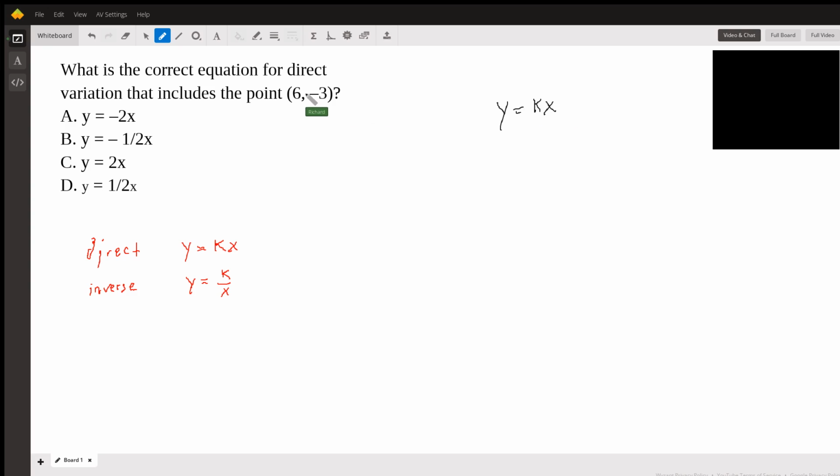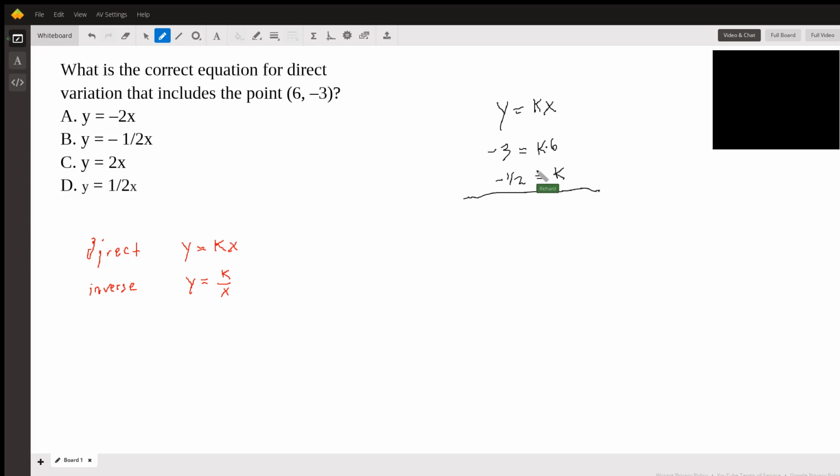And now we know it goes through the point (6, -3), so we're going to plug that in. So -3 equals k times 6. And then just divide both sides by 6. So we're going to get -1/2 equals k. This point is generally referred to as initial conditions. And you'll see why it has that name when you do other word problems. But we use these initial conditions to evaluate the constant of variation, which is k here.